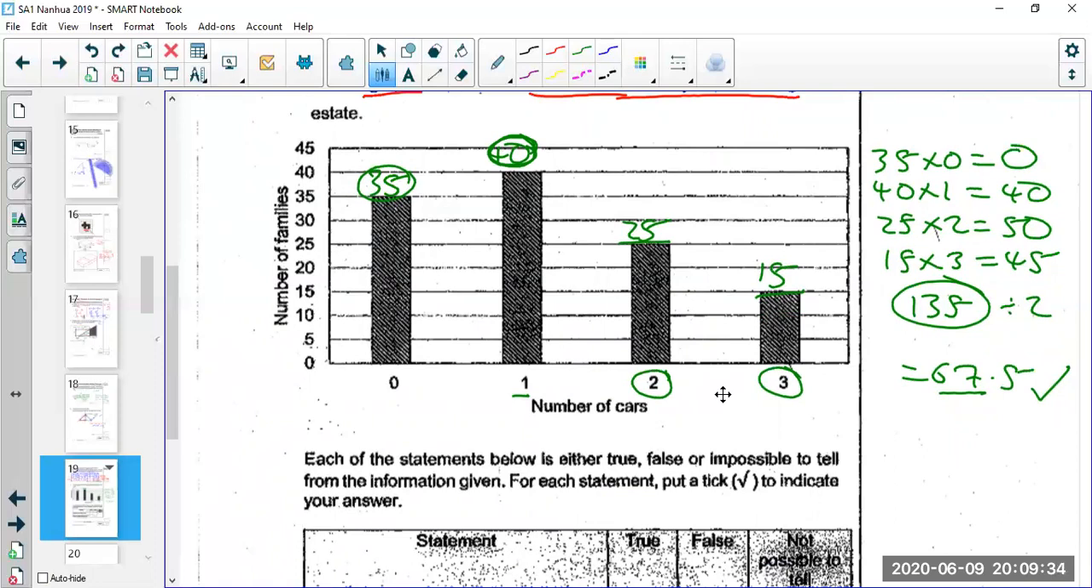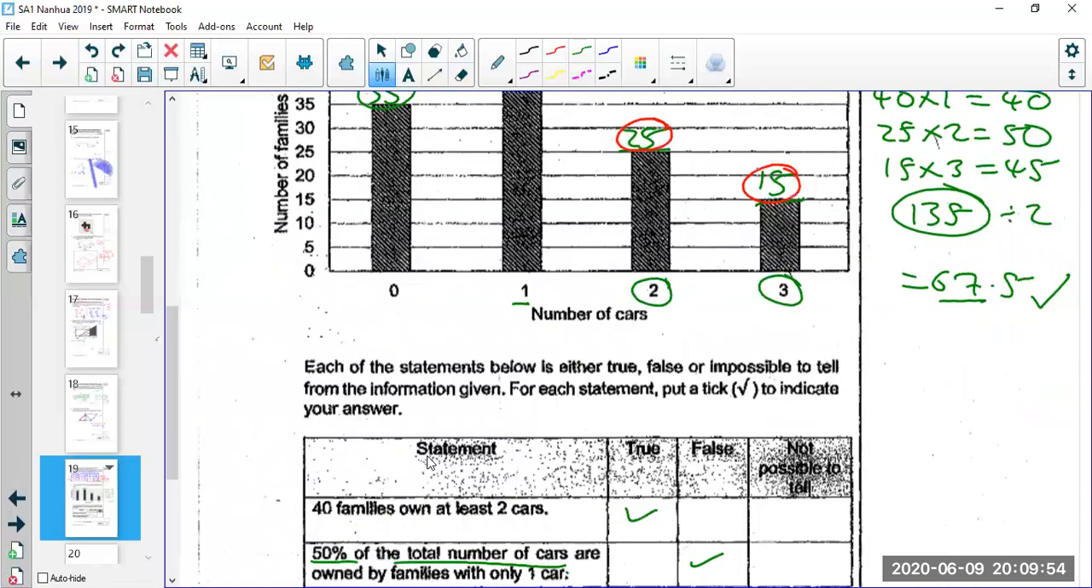how many families are there? There are 35 families that have no cars, right? 35 families own nothing, right? They don't have any cars. 40 families own 1 car. And then 25 families own 2 cars. And 15 families own 3 cars each. So you look at the statement, which one is true, false?